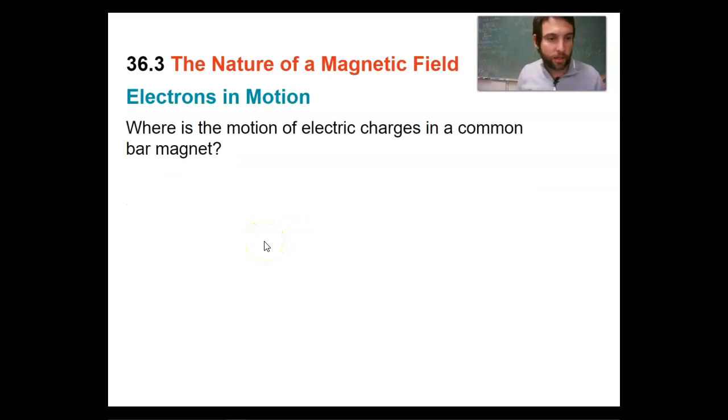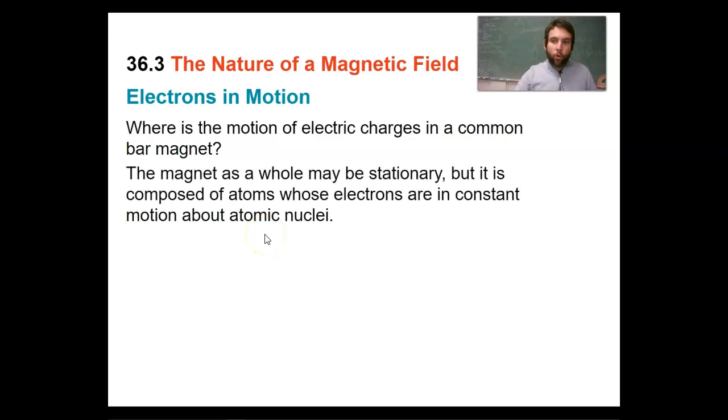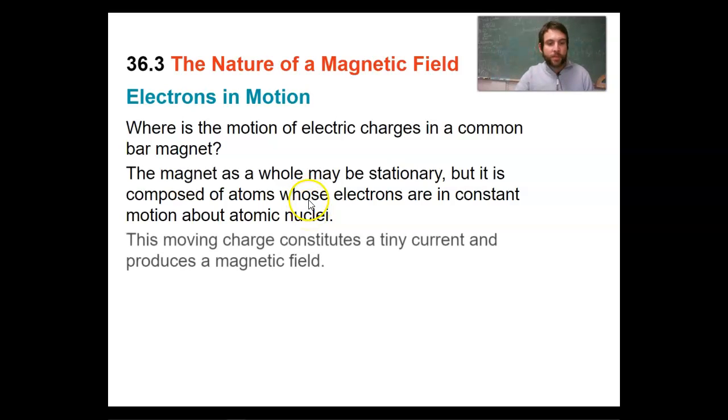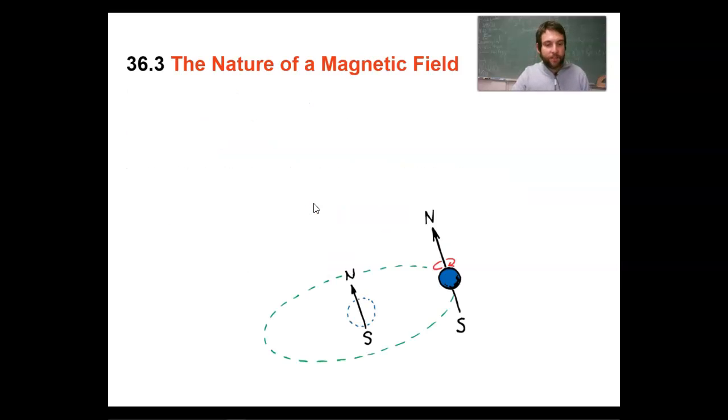Electrons in motion. Where is the motion of the electron charges in a common bar magnet? The magnet as a whole may be stationary, but it's composed of atoms whose electrons are in constant motion. So you always have these electrons swirling around the nucleus. The moving charge constitutes a tiny current, which then produces a magnetic field. Remember when I said atoms are basically just magnets?